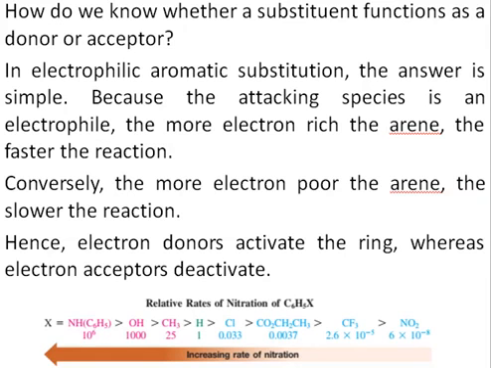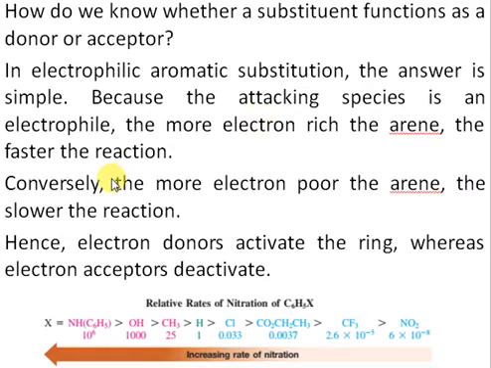Because your attacking species is an electrophile, it's an electronically deficient species. So this electrophile is looking for a position which is high in electronic density. If you can somehow increase the electronic density on the benzene ring, you can increase the rate of reaction, right? And any substituent that increases the rate of reaction will definitely donate electronic density, right?